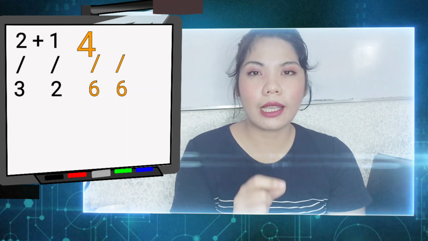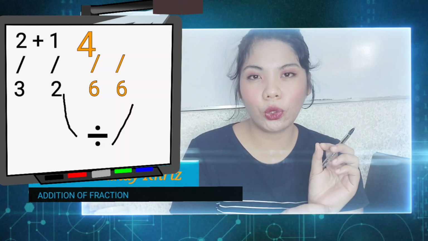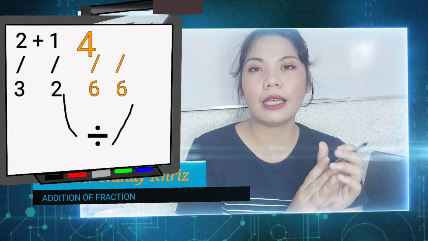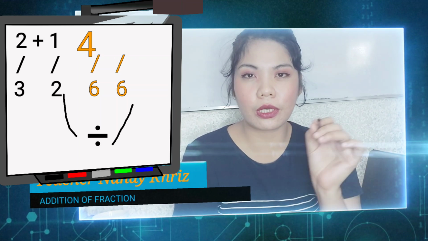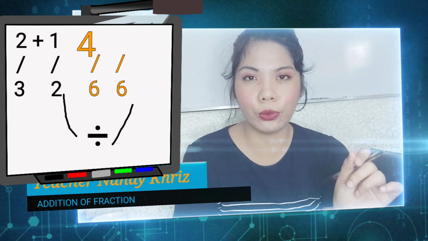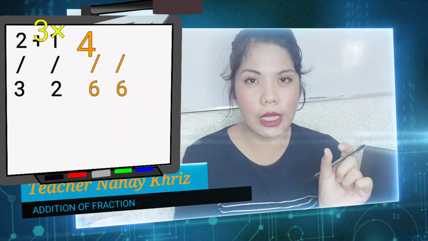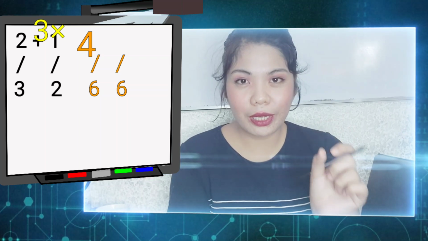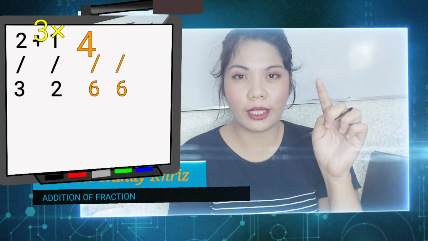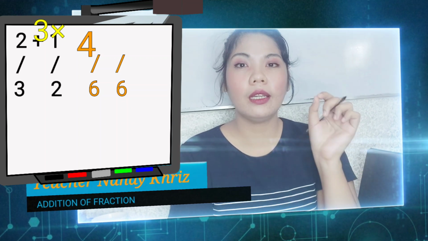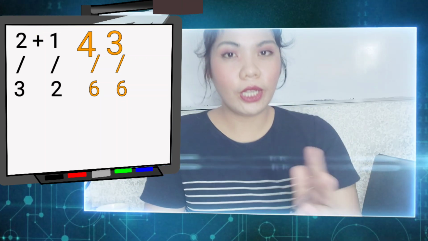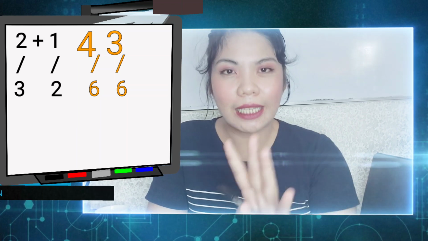Next, 6 divided by 2. Yes, i-divide naman natin siya dun sa isa pang denominator. 6 divided by 2. 3 ang ating sagot. At yung 3 na sagot, i-multiply sa numerator. 3 times 1, or 3 multiplied by 1, is 3. So, ngayon, pwede na natin siyang i-add.